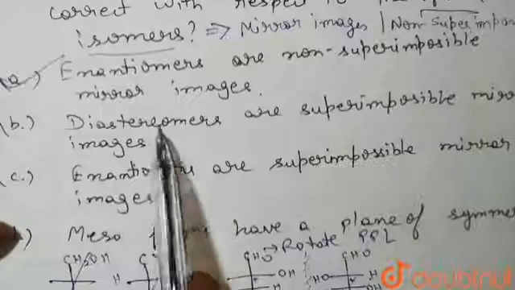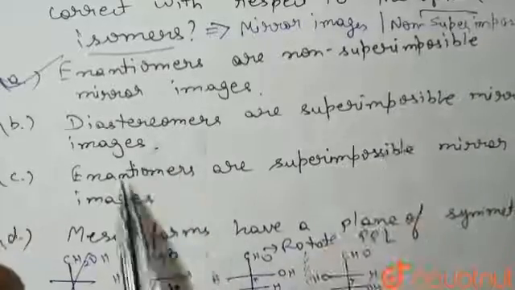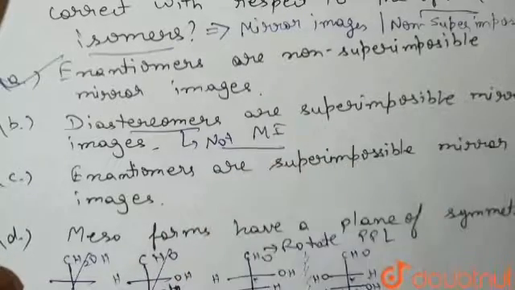Now, diastereomers are superimposable mirror images. First of all, we know that diastereomers are not mirror images of each other.